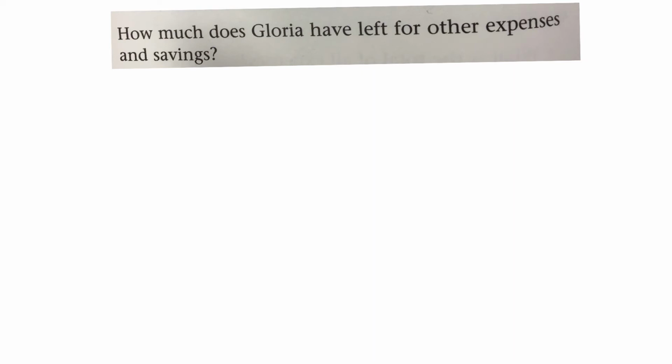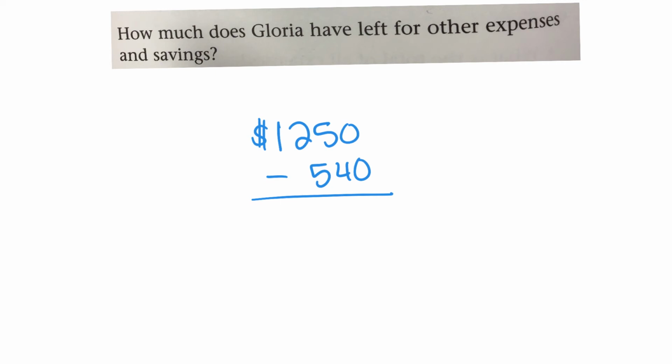The second question we have is, how much does Gloria have left for other expenses? Well, she made $1,250 for her income. She has to spend $540 for her rent. And then when we subtract this, 0 minus 0 is 0, 5 minus 4 is 1, and borrow from the 1, 12 minus 5 is 7. So she has $710 left for her savings.